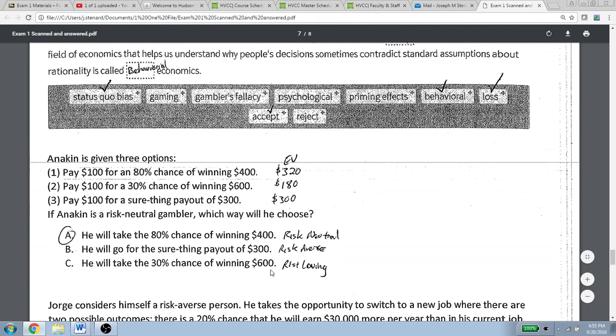If you go with the sure thing of $300, that would be an example of a risk-averse person, because the risk-averse person is acting like they don't understand the odds, because they're choosing a lower value option that has a guarantee to it. And then the risk-loving person is showing like they don't understand the odds either. They're choosing a lower value gamble because it looks like there's a chance to win big.